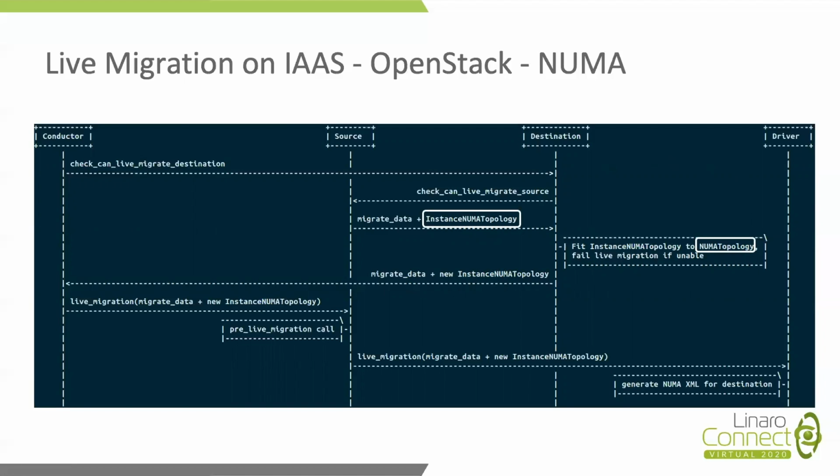After that, the conductor will trigger the pre-live migration with the newly fitted instance NUMA topology to the source node. Then the source node will use the newly fitted instance NUMA topology to call the Libvirt driver to generate the new NUMA XML for the destination. So the NUMA topology will be changed according to the new destination node, and it will make sure that it suits our needs and doesn't trigger the problem we referred to before.